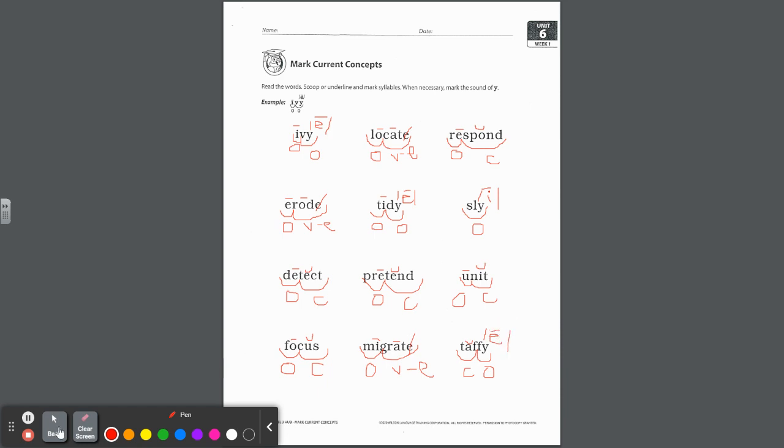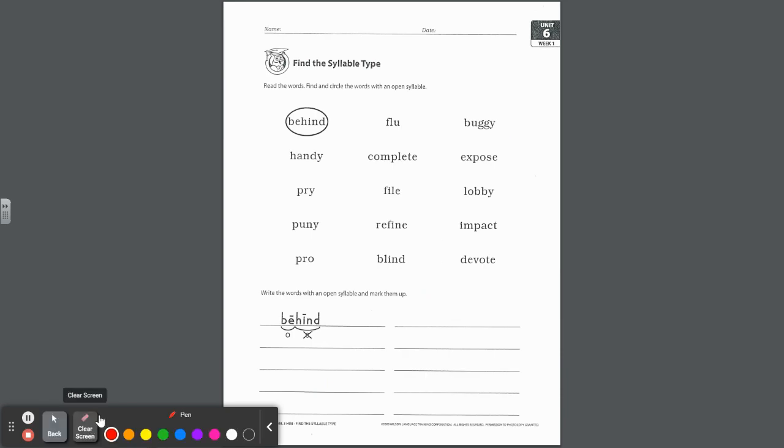All right, awesome job. Okay, on this page it says read the words, find and circle the words with an open syllable. And then once you circle it, if it has an open syllable, you're going to write the word below and mark it up. Now, instead of me rewriting it, I'm just going to try to show you, it's going to be hard, how to mark it up here, but you're going to rewrite it down there to practice spelling.